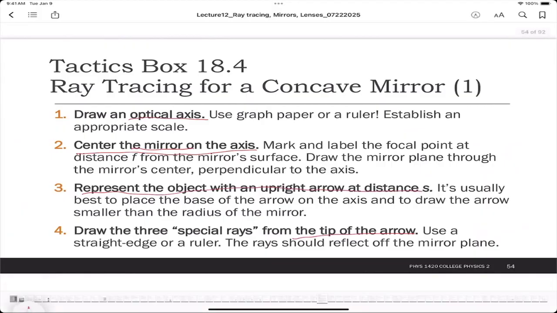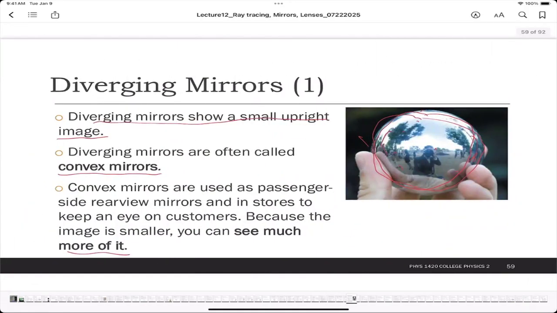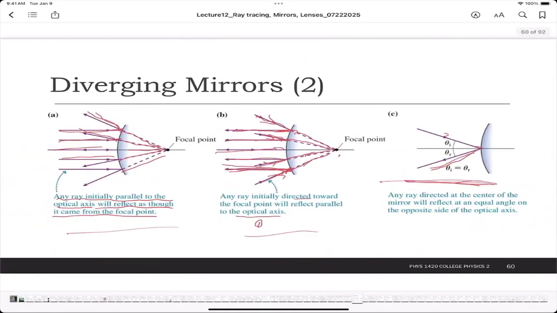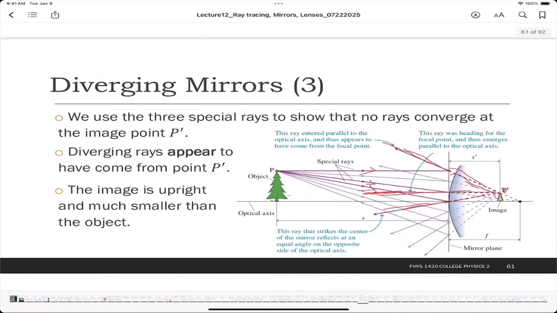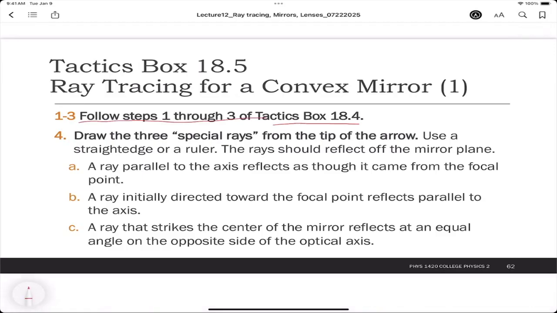And from step 4, it will be different because the three special lengths are different. Draw the three special lengths from the tip of the arrow. Use a straight edge or ruler. The lines should reflect off the mirror plane. There are three different lines.